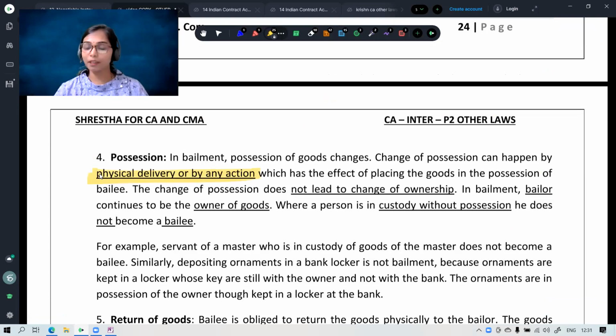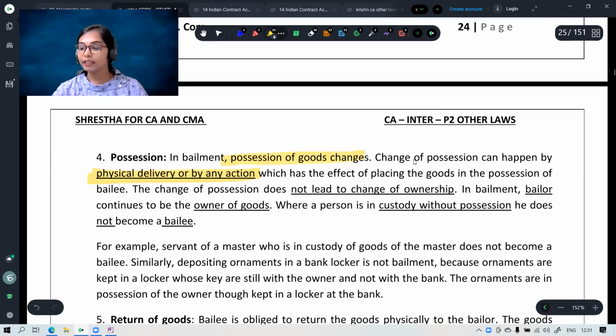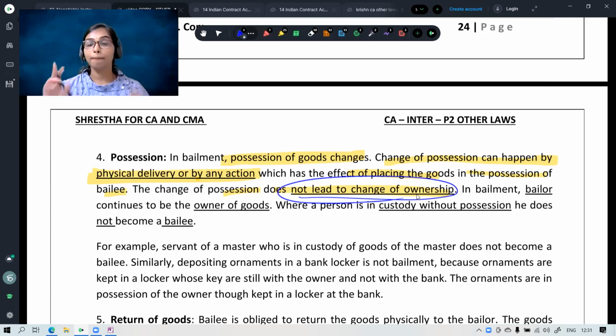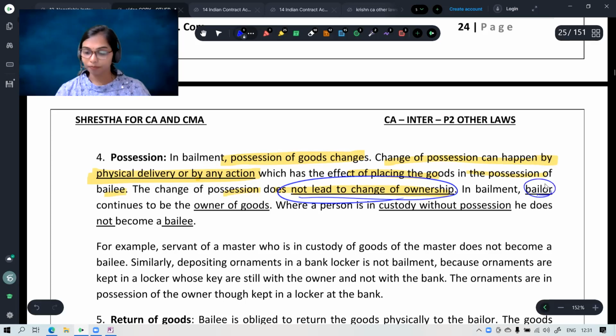So bailment means possession of goods changes, and the change in possession can happen by physical delivery or by any action which has the effect of placing the goods in the possession of the bailee. The change in possession does not lead to a change in ownership. Remember these words: it is not a change in ownership. The owner remains the same, but there is a change in possession for some particular time period. In bailment, the bailor continues to be the owner of the goods.